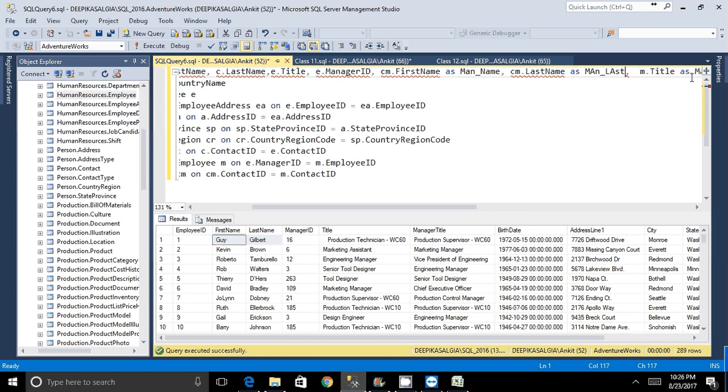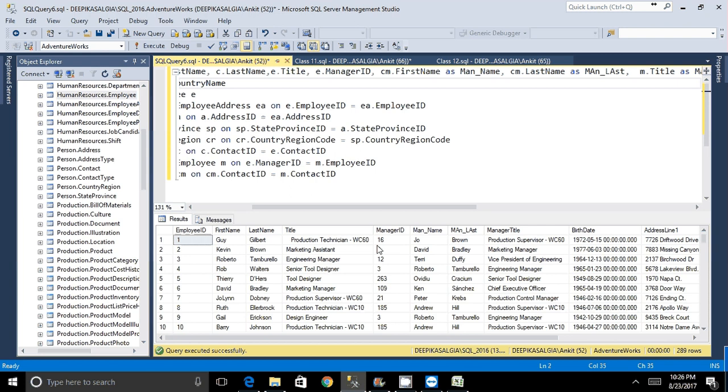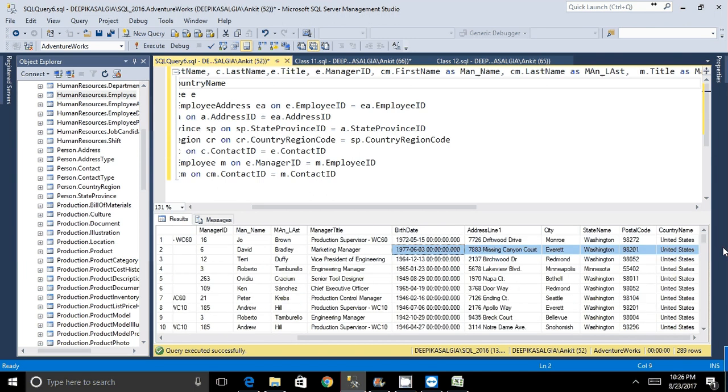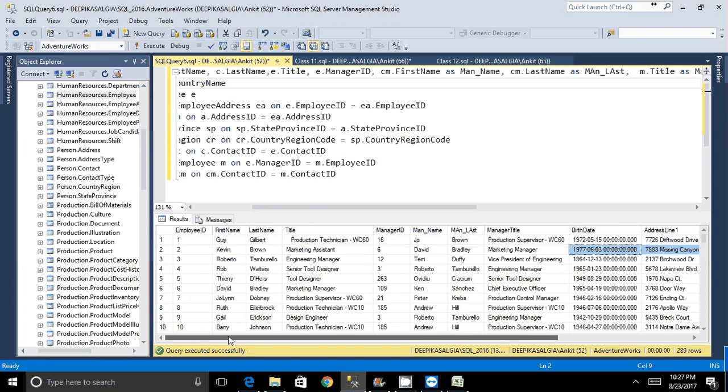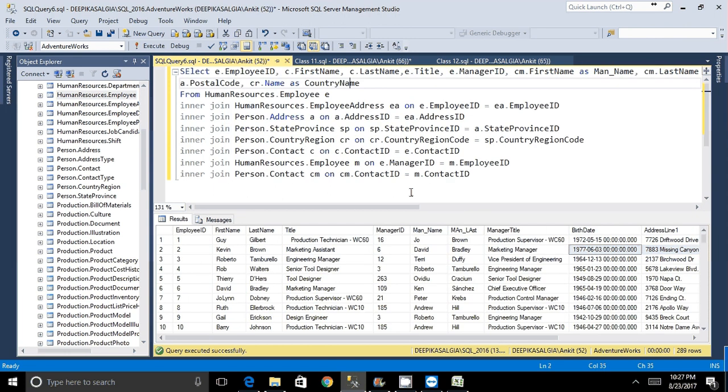manager last name. Now if I run the query, I'm getting employee ID 1, Guy Gilbert, his title is production technician, his manager ID is 16, his manager name is Joe Brown, and his manager title is production supervisor. Employee ID 2, Kevin Brown, his title is marketing assistant, his manager ID is 6, his manager name is David Bradley, his manager title is marketing manager. And then you have the information about the employee, his birth date, his address. You can just keep getting the information you need about the employee, keep joining, and you'll get it. The key here is you need to know which table you want to join in order to get the information, which column you're getting, and which column you're joining on. And this will come with practice.